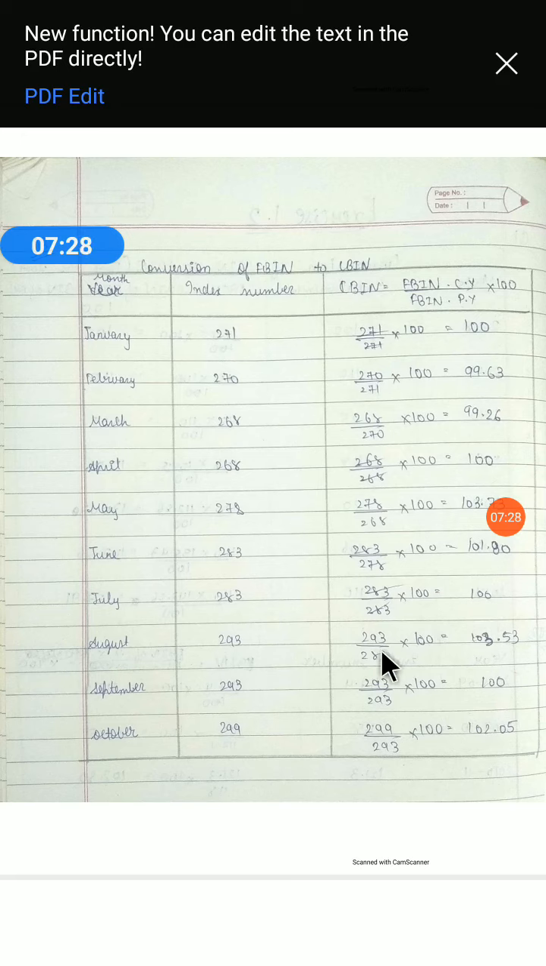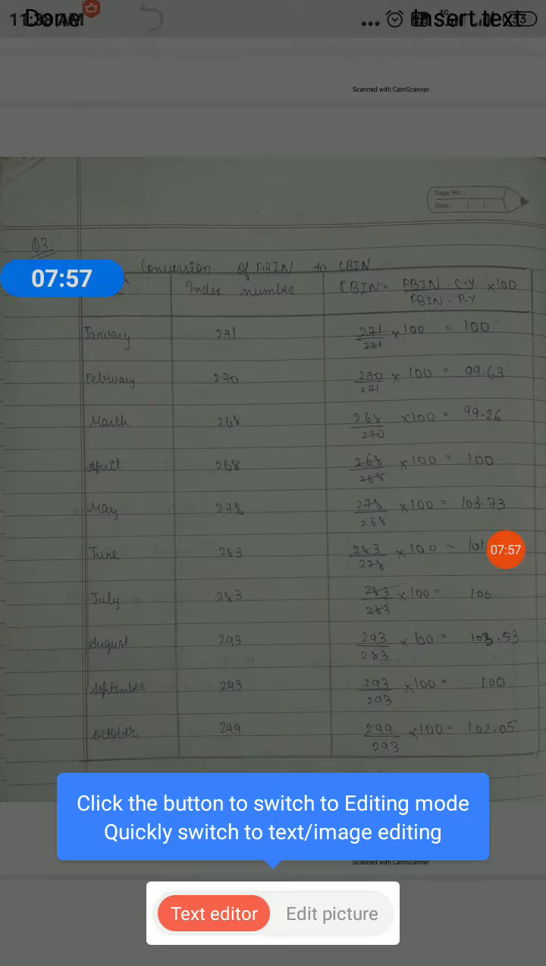293 upon 283 into 100, okay? Then 293 upon 293 into 100, 299 upon 293 into 100, so 102.05. The sum is so easy. Just put up a formula, then enter the value and get your answer. Okay guys, now we are going to see how to convert chain base index number into the fixed base index number.